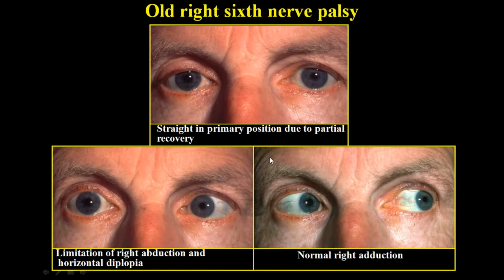This is an example of an old right sixth nerve palsy. In primary position it appears normal, because this is after a period of time when the sixth nerve palsy improves. This is how the patient appears: straight in primary position due to partial recovery, and there is limited right abduction, and the patient has horizontal diplopia. If you see here, the eye has moved towards the nasal side. There is some adduction here, but there is no abduction. But in levoversion, when the patient is looking completely towards the left side, both eyes appear normal.